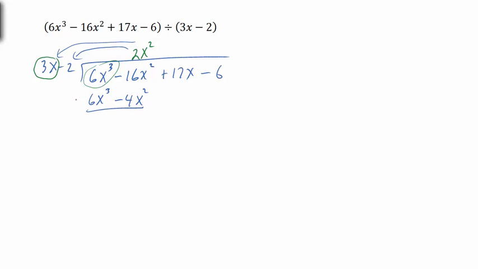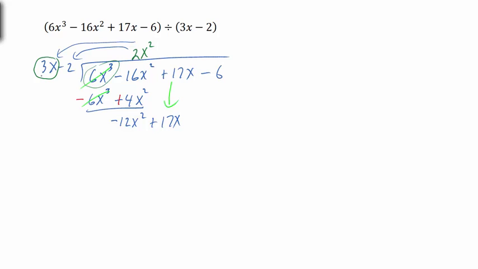And once again, we're going to multiply or distribute a negative here, so we change the signs. This first term cancels out, and then a negative 16x squared and a positive 4x squared, that becomes a negative 12x squared. And then we simply bring down the next term, which is a 17x. And then we repeat the whole process over again.